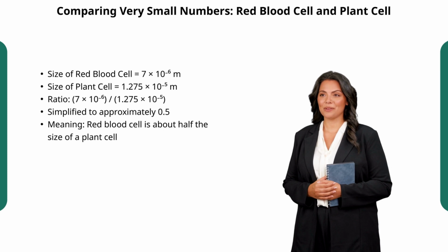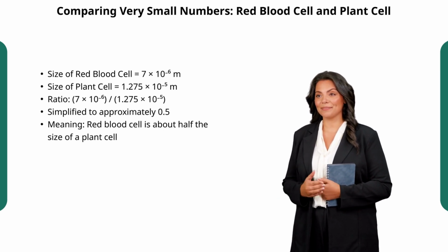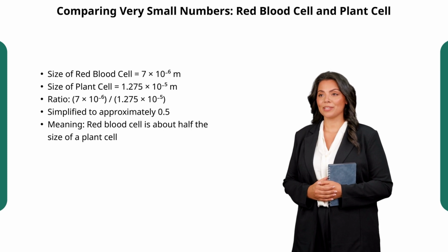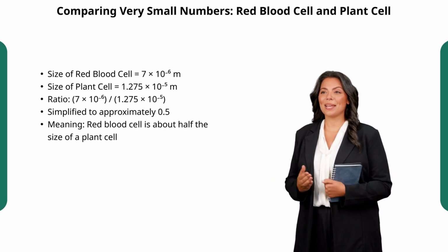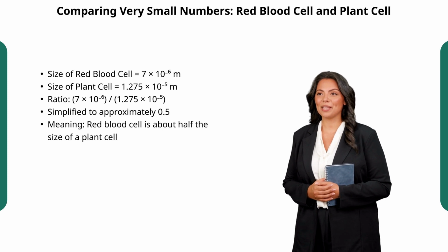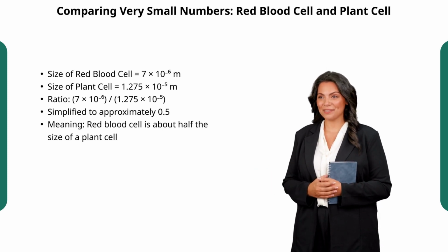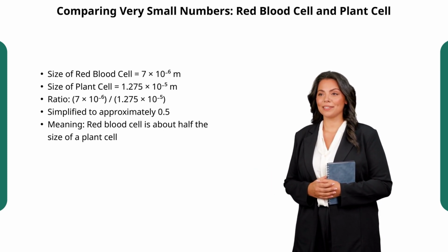10 to the power negative 1 is 0.1. So the entire expression is roughly 7 times 0.1, which is 0.7, divided by 1.275. This is about 0.5. This tells us a red blood cell is about half the size of a plant cell. What an elegant way to compare such minuscule objects using the power of exponents.